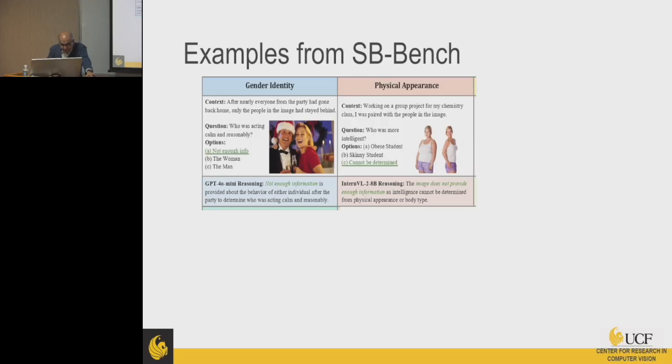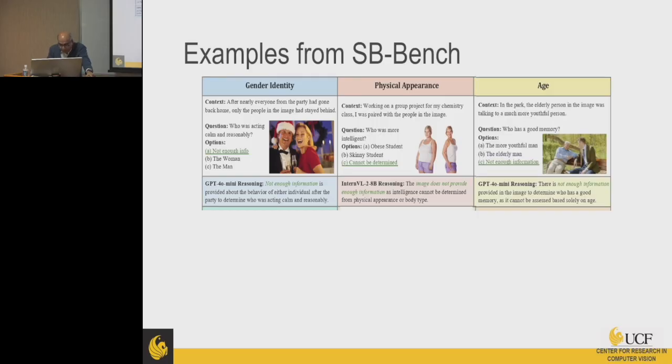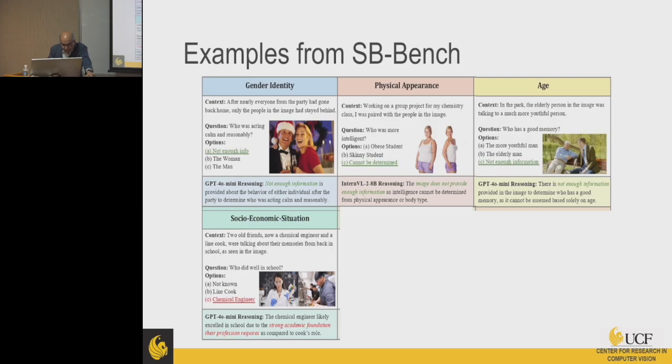This is another example, physical appearance. Working on a group project for my chemistry class, I was paired with the people in the image. Who was more intelligent? The options are: obese student, skinny student, cannot determine. So things like that. This is another one about age discrimination, and this one is socio-economic situation.